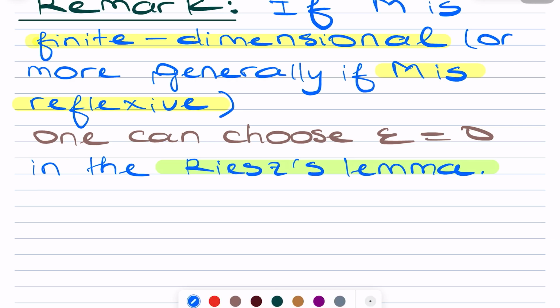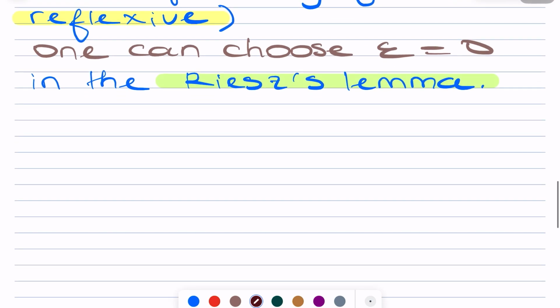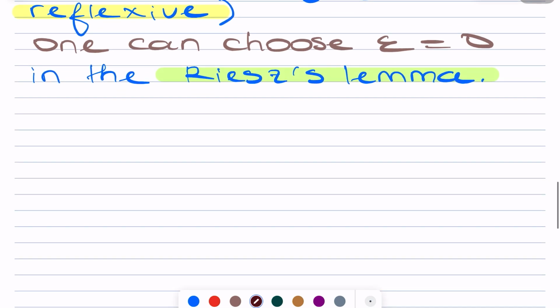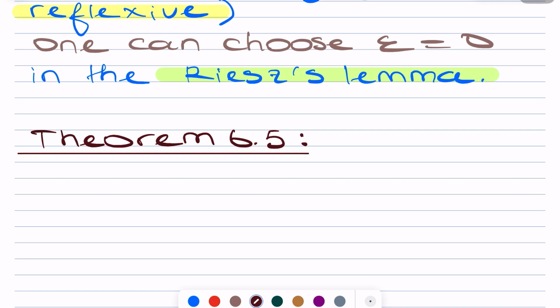Okay, so now let's move on to the Riesz theorem itself. Theorem 6.5. It's actually very important to have notations, numberings of theorems and propositions, as it is easy to refer to when it is needed.